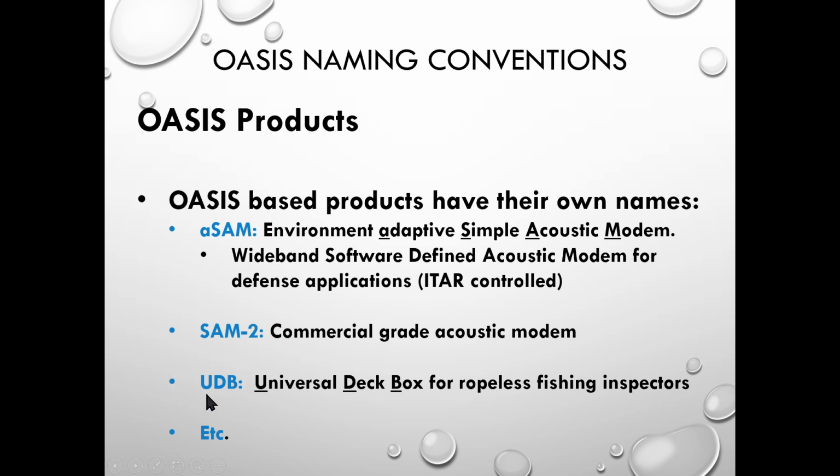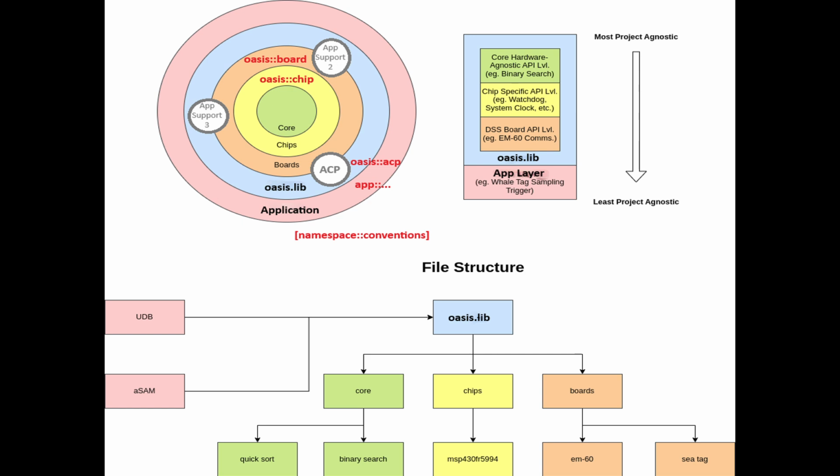Then there are other projects in progress, such as the Universal DeckBox for ropeless fishing inspectors. It allows ropeless fishing inspectors to raise ropeless fishing gear for inspection, and that gear can be from any manufacturer, any model, using any acoustic communication protocol, and over time we'll come up with more products here.